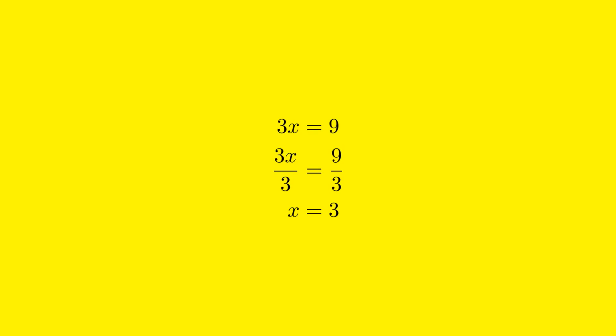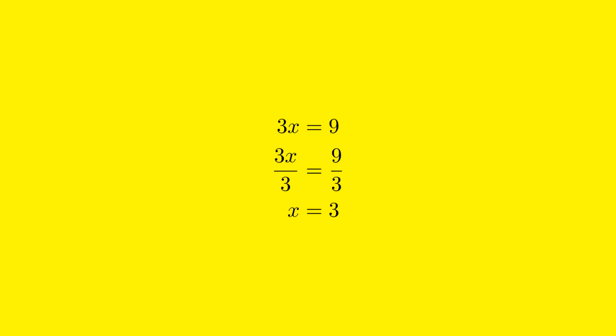Next, to continue solving for x, we need to further isolate the variable x. Currently, we have the equation 3x equals 9. The variable x is being multiplied by 3. To isolate x, we need to perform the opposite operation of multiplication, which is division. To remove the multiplication by 3, we will divide both sides of the equation by 3.